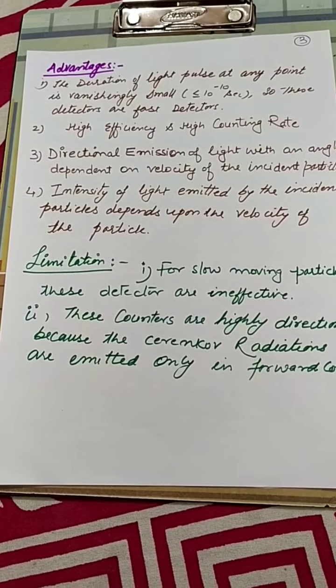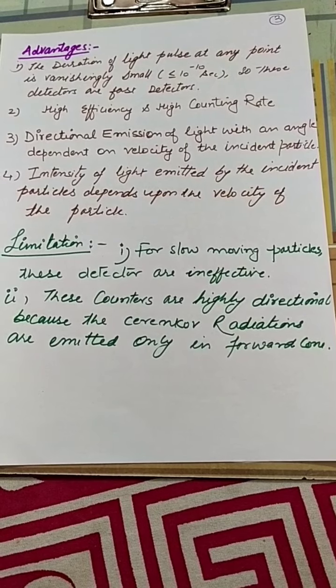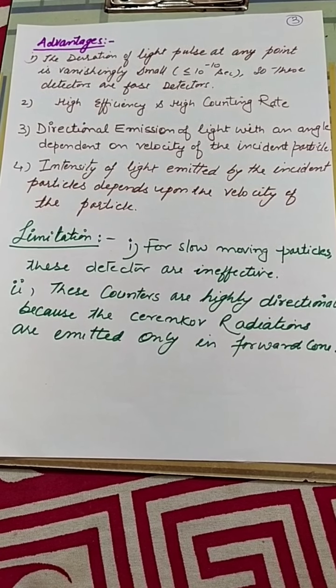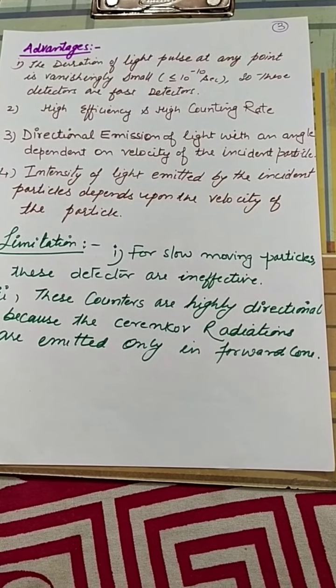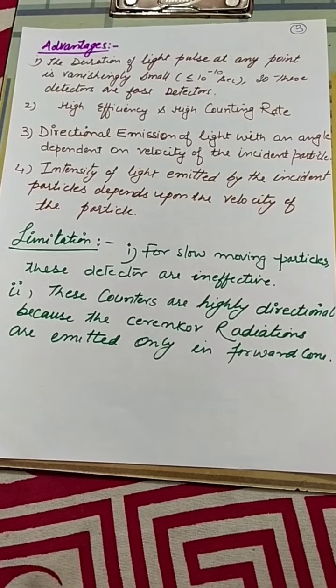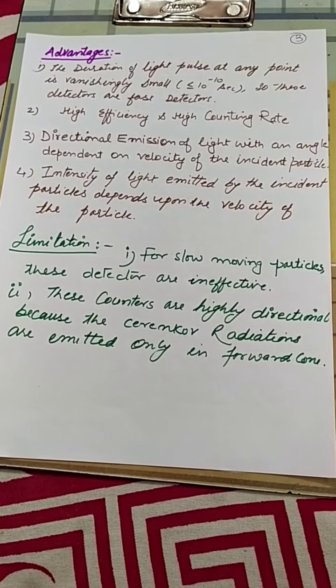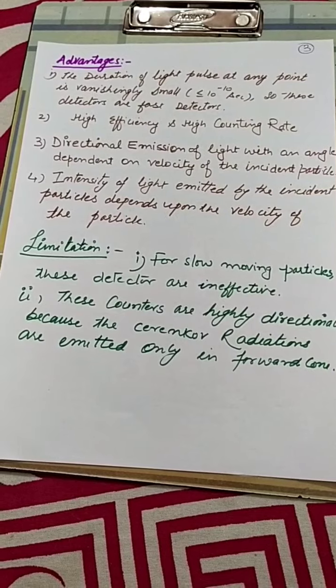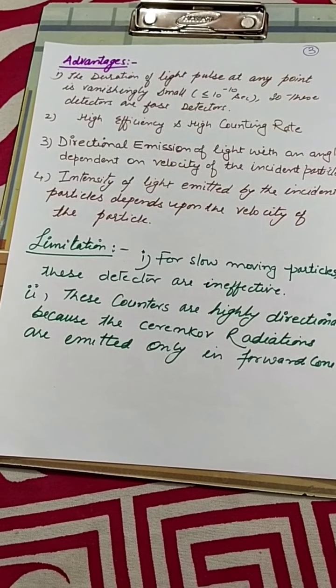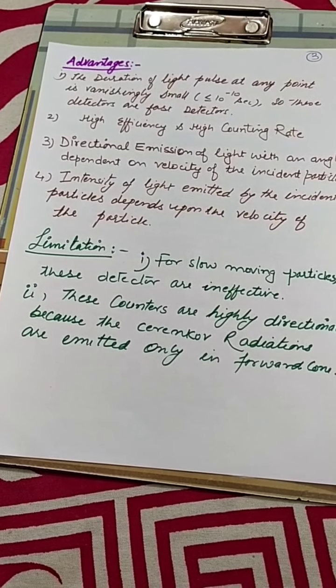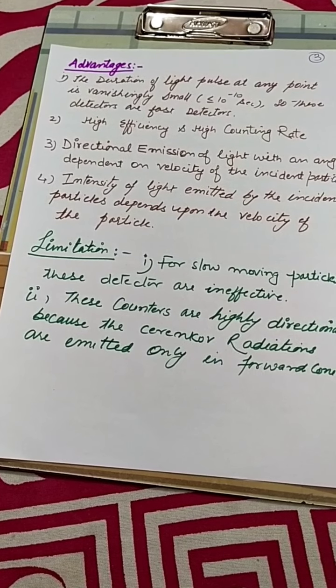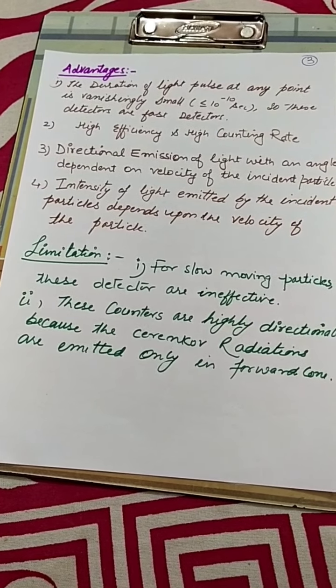Limitations of the Cherenkov counters. For slow moving particles, these detectors are ineffective. These detectors cannot count high rates. Second, these counters are highly directional because the Cherenkov radiations are emitted only in the forward cone.